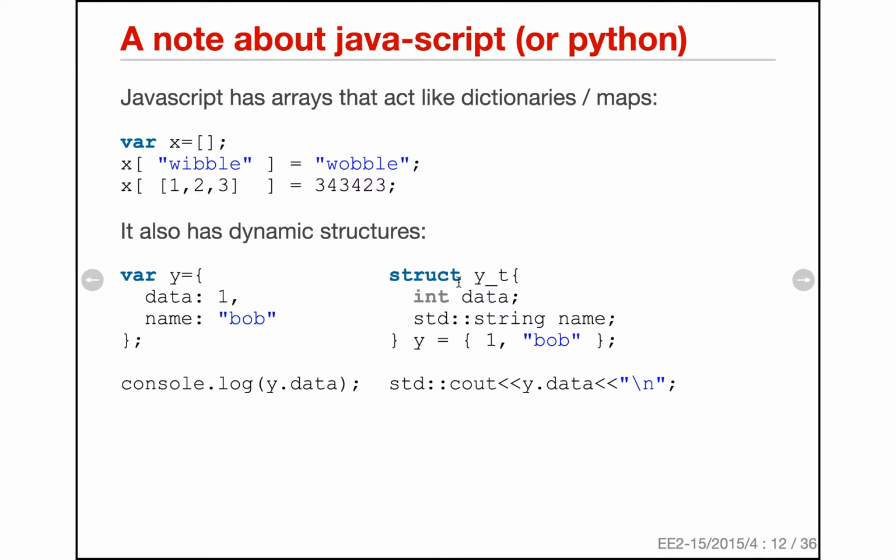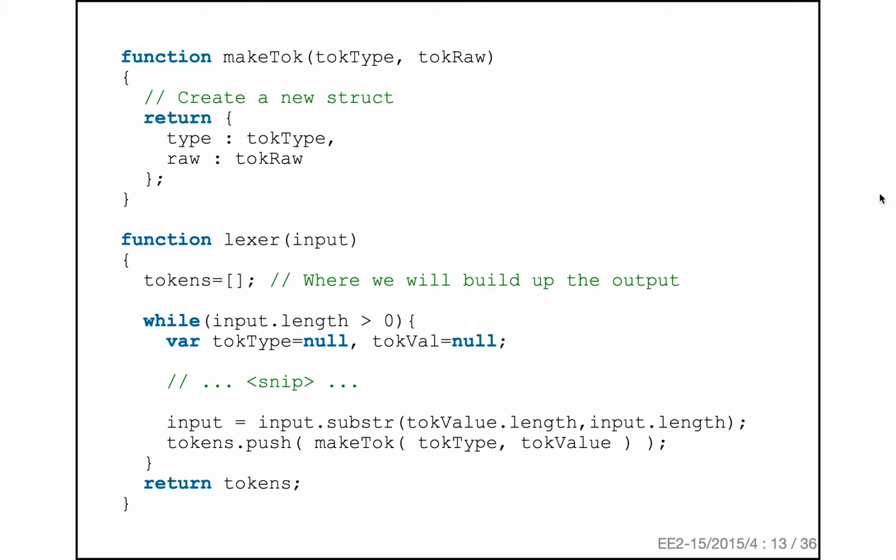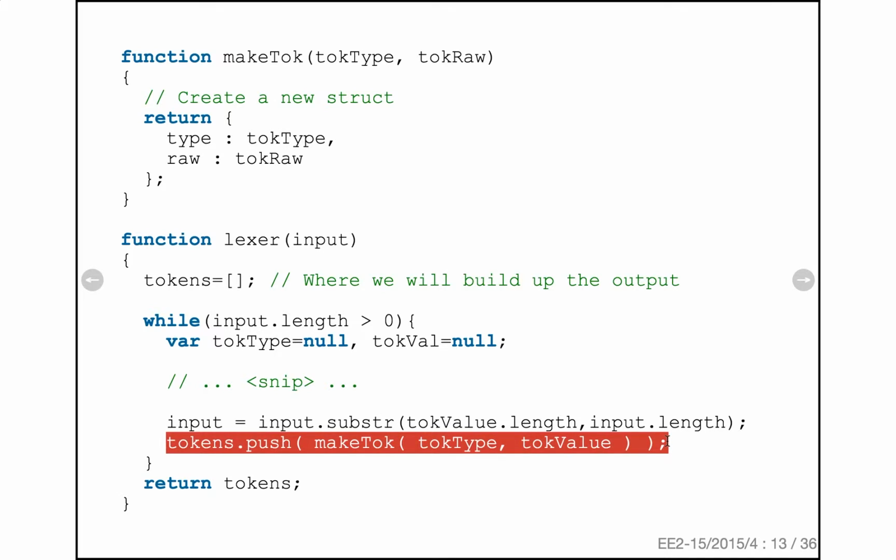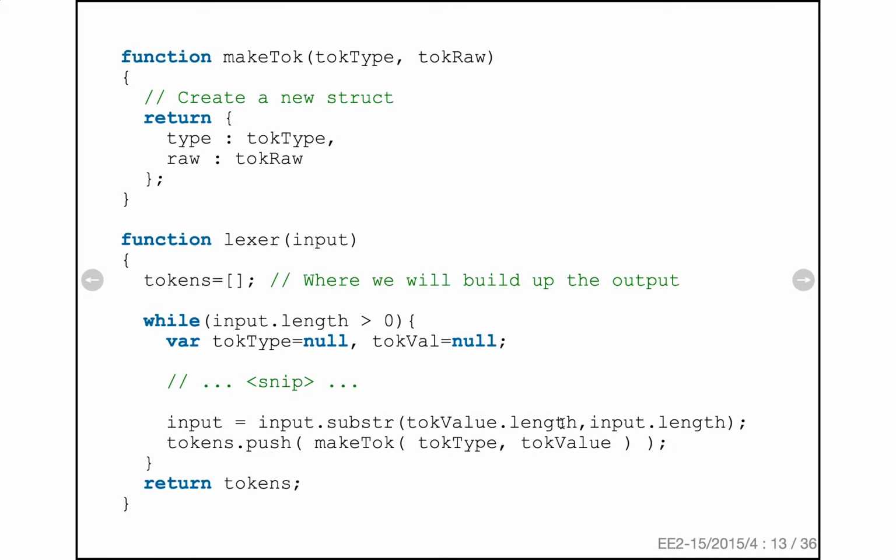I'm just going to use these things where I can do maps, where I can look things up with any key I feel like. In order to support attributes, I'm going to create a helper function called makeToken, which takes the type of the token and the raw value of the token. All it's going to return is an object that has a property called type and a property called raw. Down here, rather than just pushing on the type, I push on the token type and the token value. So the tokens are going to be objects with a type field and a raw field.